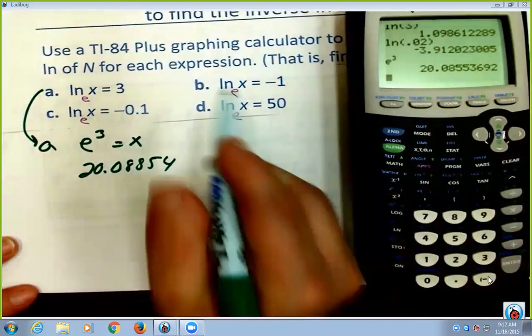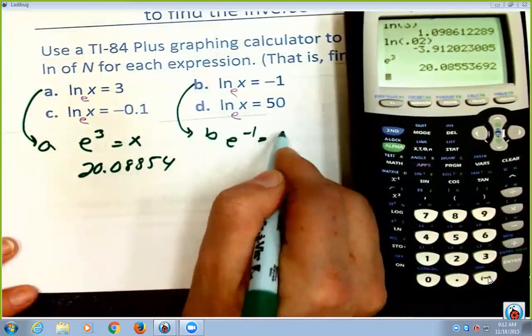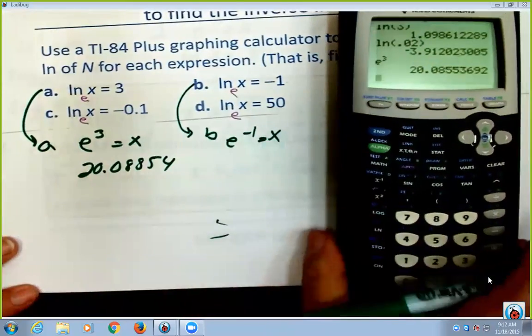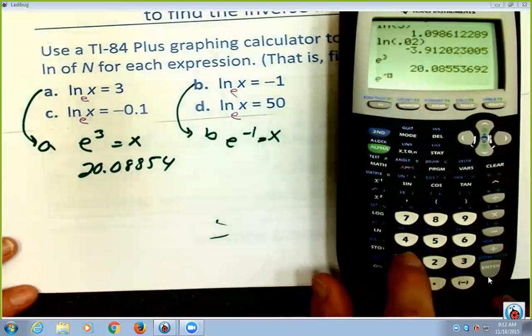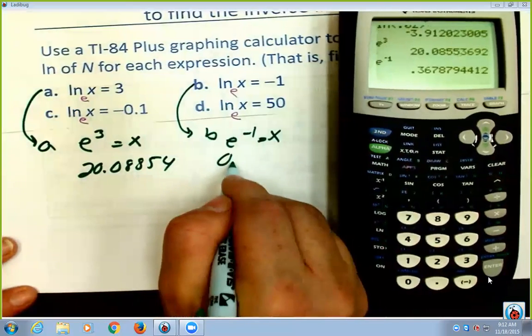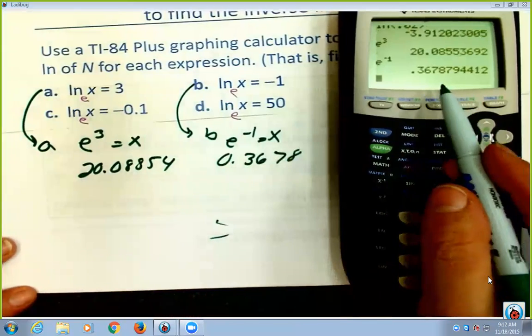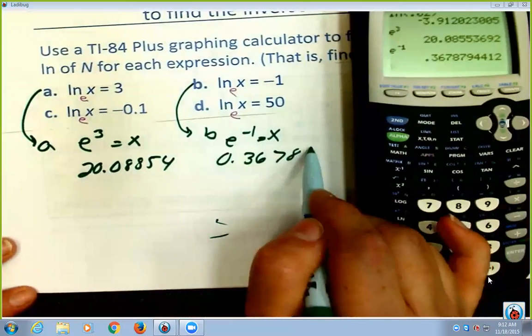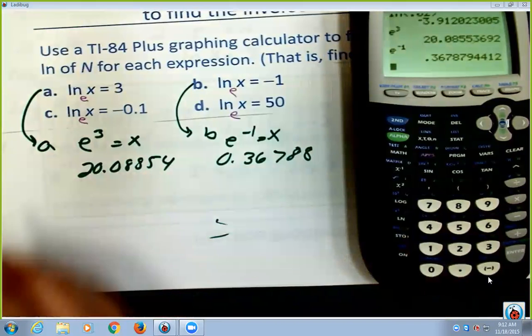And then if we do b, e to the negative first power is equal to x. So second, e, negative 1. Again, use your negative, not your subtraction. And we end up with 0.36788. What if I round it? Okay or not okay? Pretty straightforward.